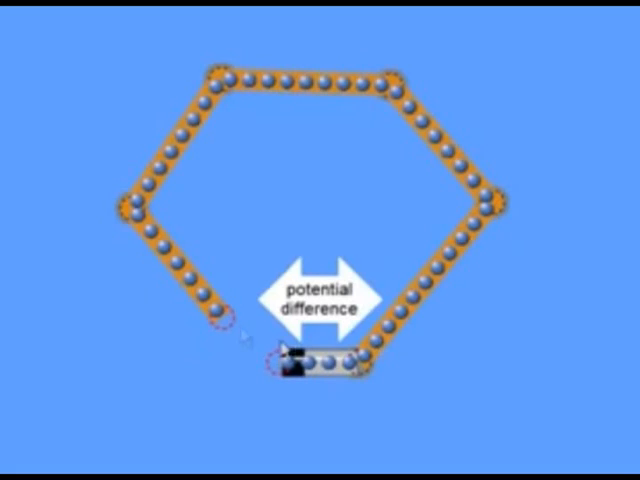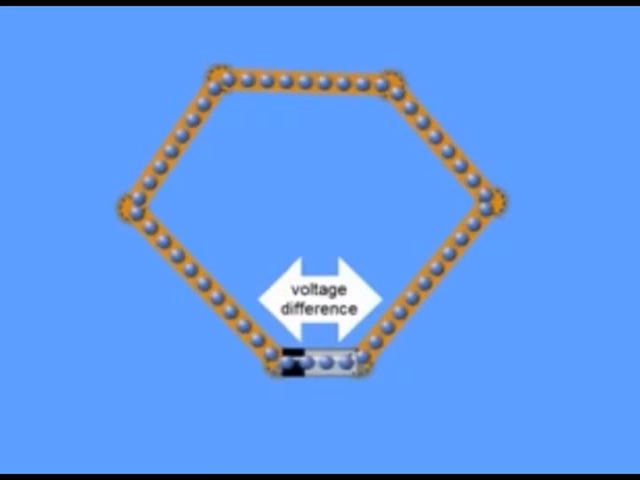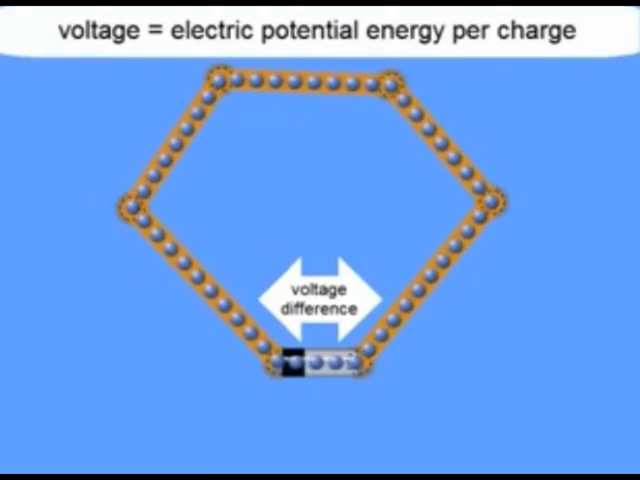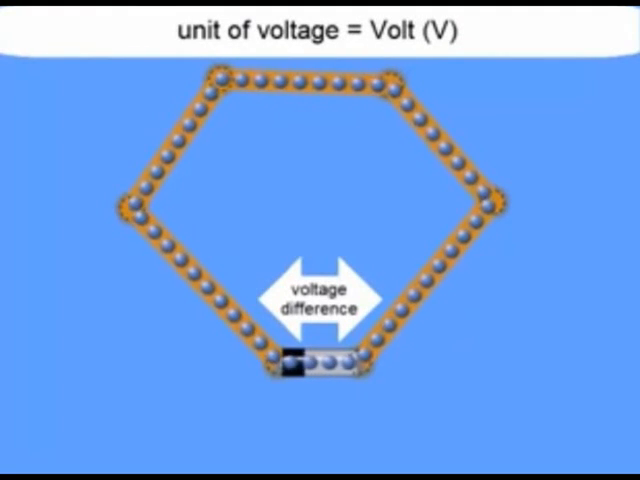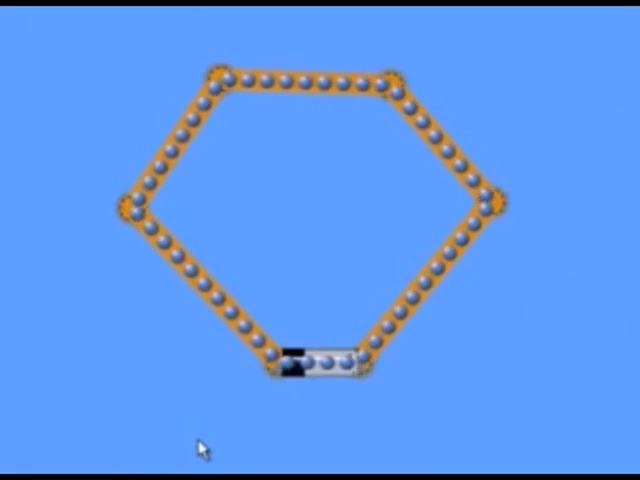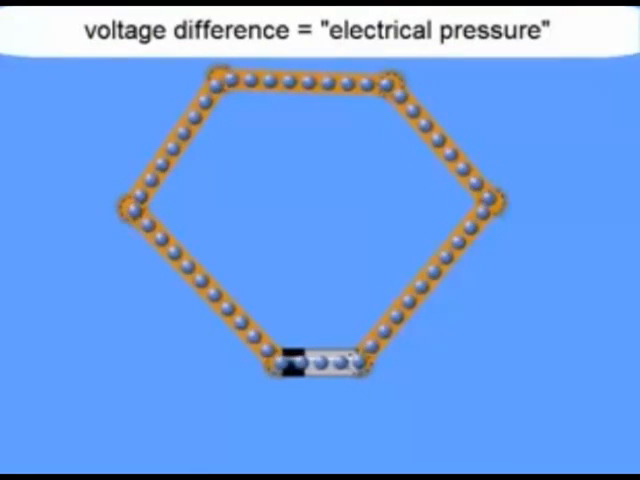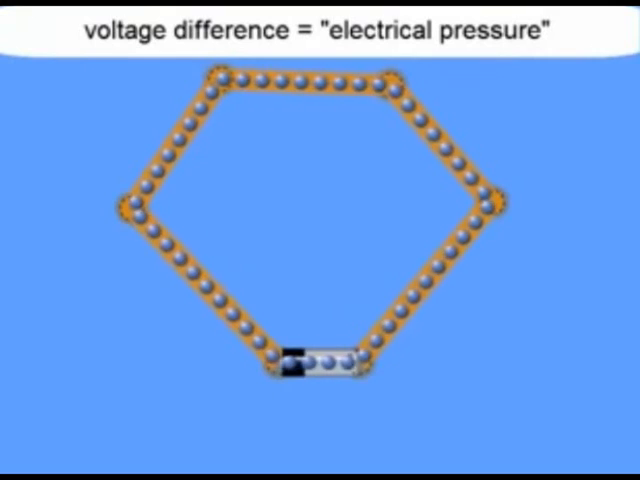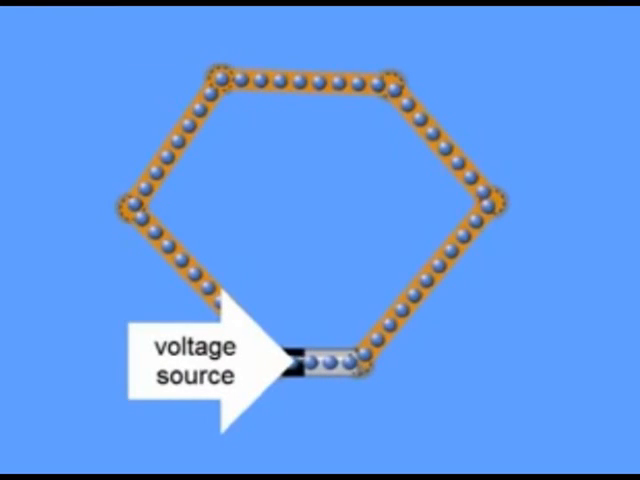Potential difference. Charges will not flow unless there is a potential difference, also called a voltage difference. Voltage is related to potential energy. It is the electric potential energy per charge. The unit of voltage is the volt. Electric engineers and electricians often think of voltage difference as an electric pressure that pushes charges through a circuit. Something that provides voltage difference is known as a voltage source.